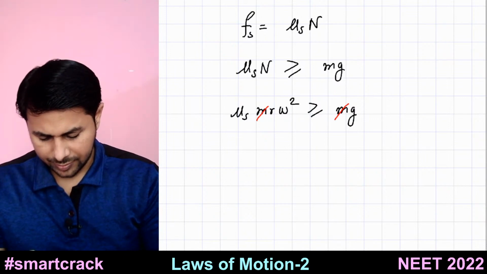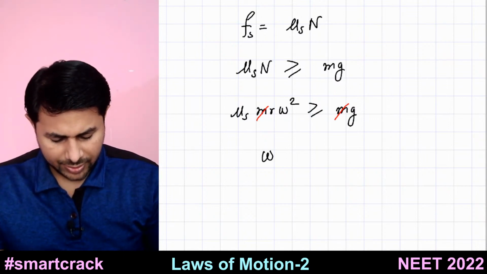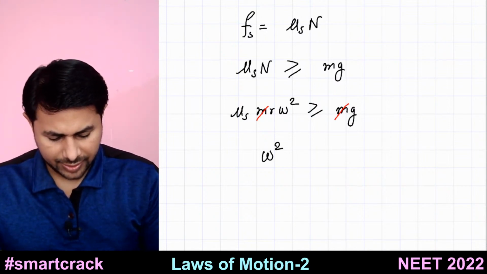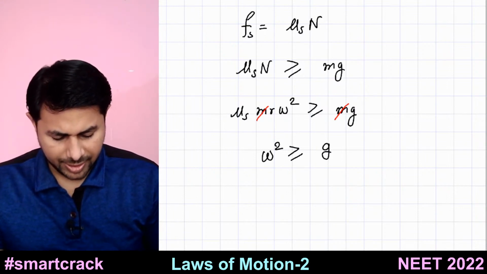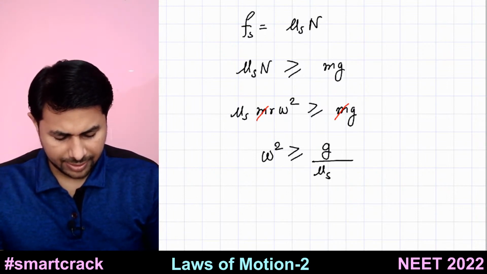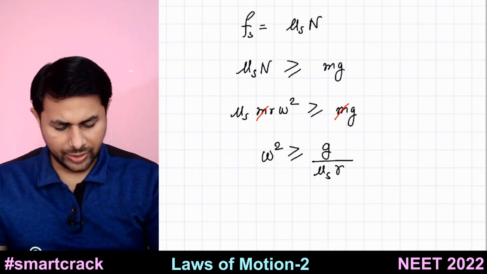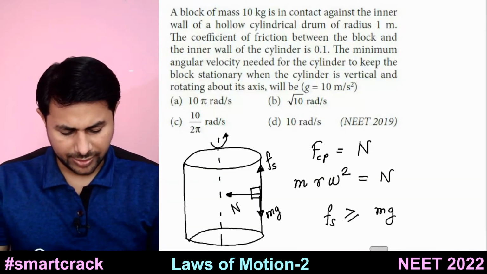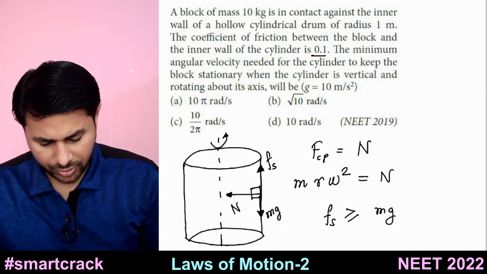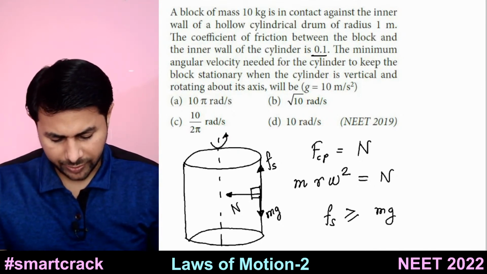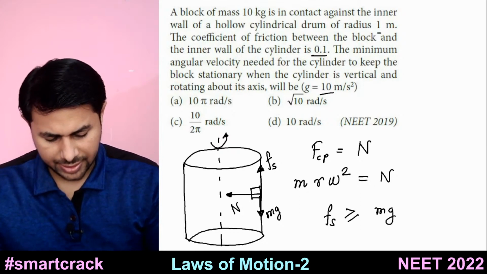Let's take mu s and r to the other side. So we get omega square is greater than or equal to what? g divided by mu s times r, and now we can substitute the values. So what are the values? The coefficient of static friction is 0.1, g is 10, radius is 1.